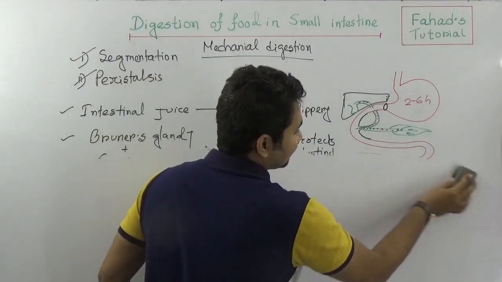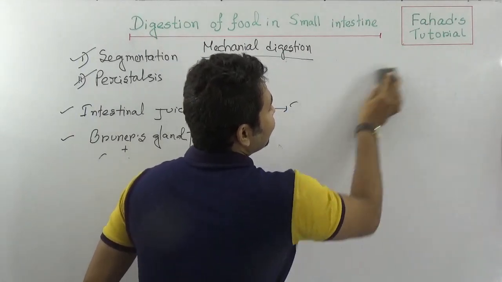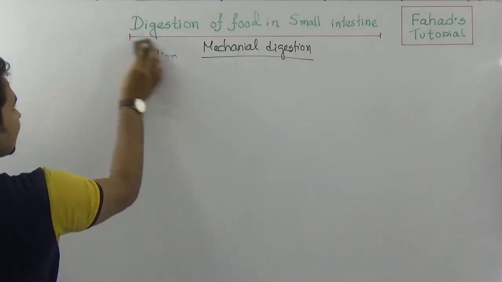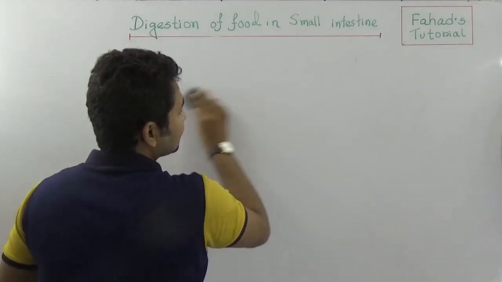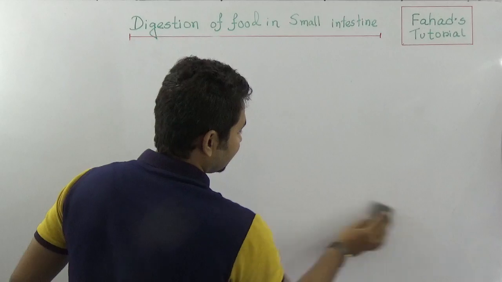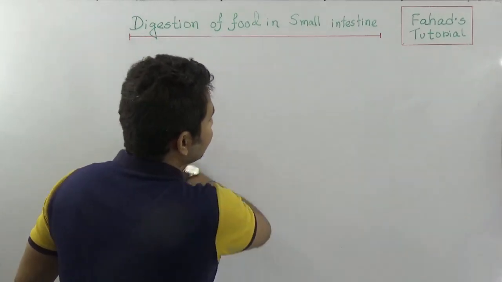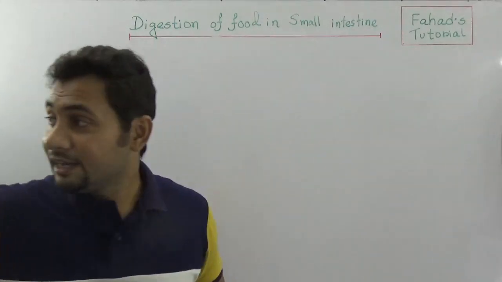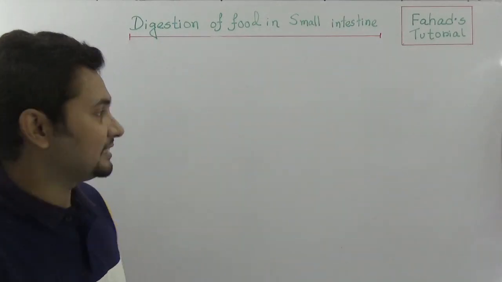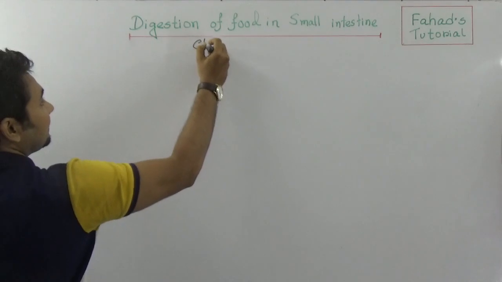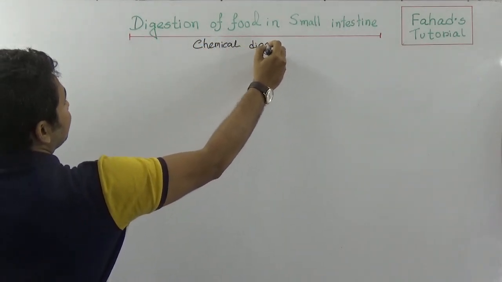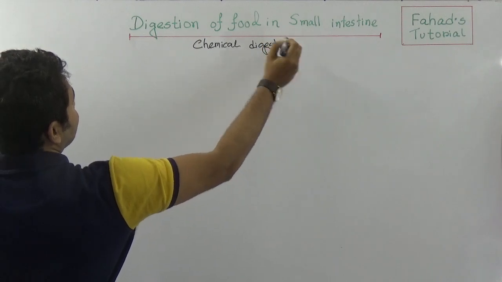And then what happens next? I need to clarify the whole board to make it very simple. When food comes into the small intestine, it mixes with some secretions, that is bile, intestinal juice and pancreatic juice. And now we will study the chemical digestion of the small intestine.